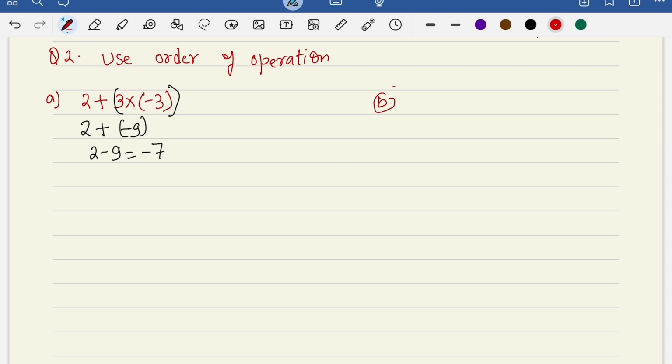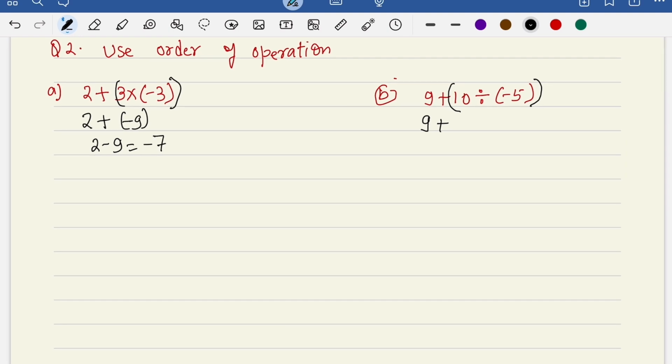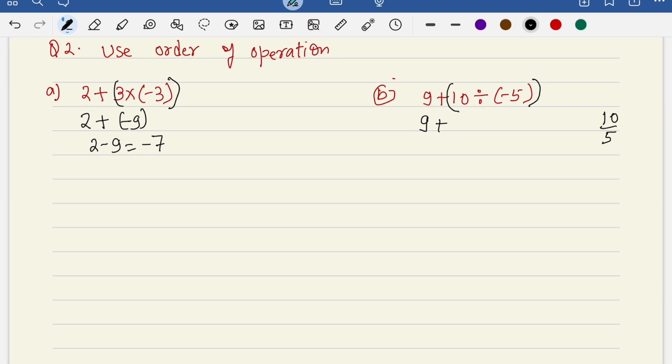B part. 9 plus 10 divided by minus 5. So 10 divided by minus 5 would be done first. We don't have to add 9 and 10 and then get 19, because according to BODMAS division is done first. So 10 divided by minus 5 is minus 2. So it would become 9 plus bracket minus 2, and 9 plus minus is minus, 9 minus 2, that is 7.